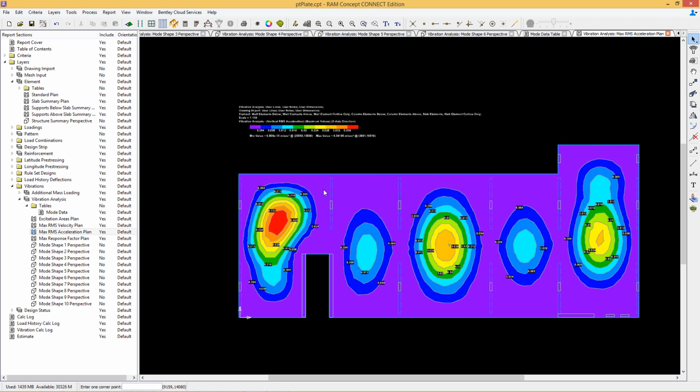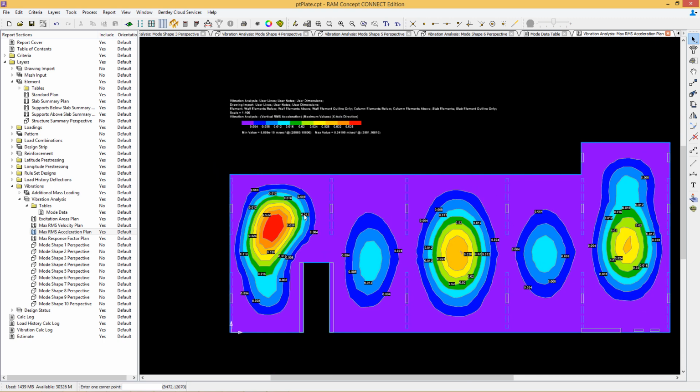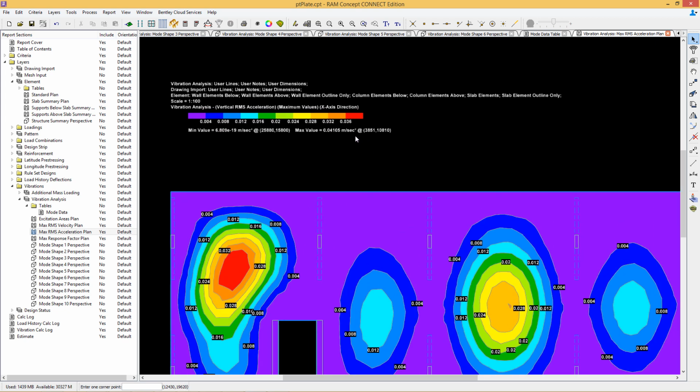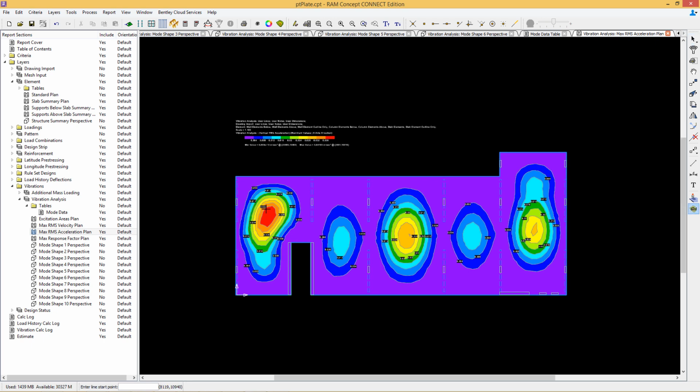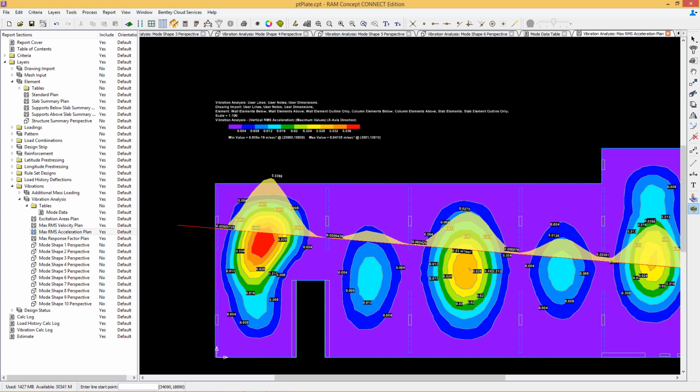But if we look here, we can see a contour plot of the maximum acceleration at any point in the slab, which is very useful. It very easily lets us pinpoint where the problem areas might be. And you see the units here are meters per second squared. We can draw section cuts through here to see what the values are at any point in the slab.